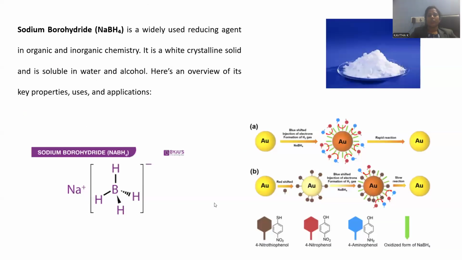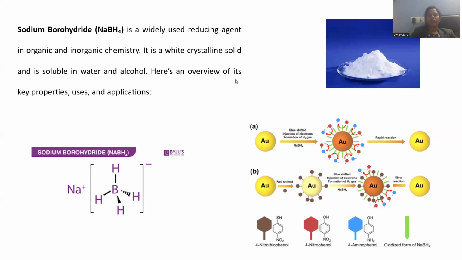Okay, so let me go with a brief introduction regarding sodium borohydride. Sodium borohydride is a widely used reducing agent in organic and inorganic chemistry as well. It can be applied in the organic synthetic pathway, or else in inorganic complex formations also. It's a white colored crystalline solid. It is soluble in water and alcohol, being a polar compound. Just now we observed charges over there. That's the reason why polar solvents are suitable to dissolve sodium borohydride.